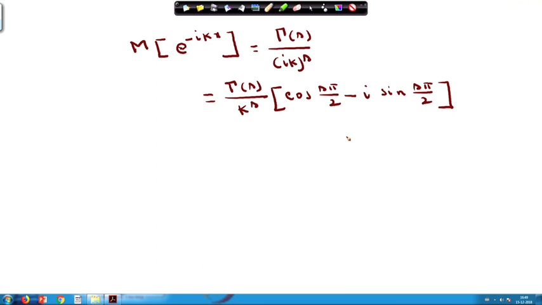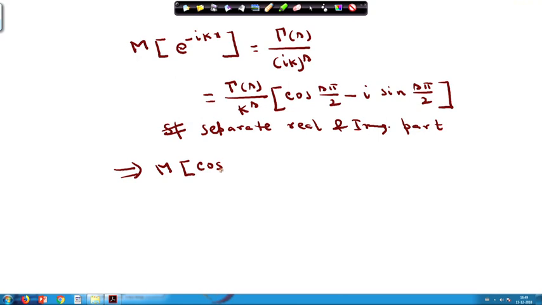So, from here, if I take the real and imaginary part, because e power minus i k x, I can write in the format cos k x and i sin k x. So, if I separate real and imaginary part, what I will obtain from here, I can obtain the Mellin transform of cos of k x equals k to the power minus s gamma s into cos of s pi by 2.